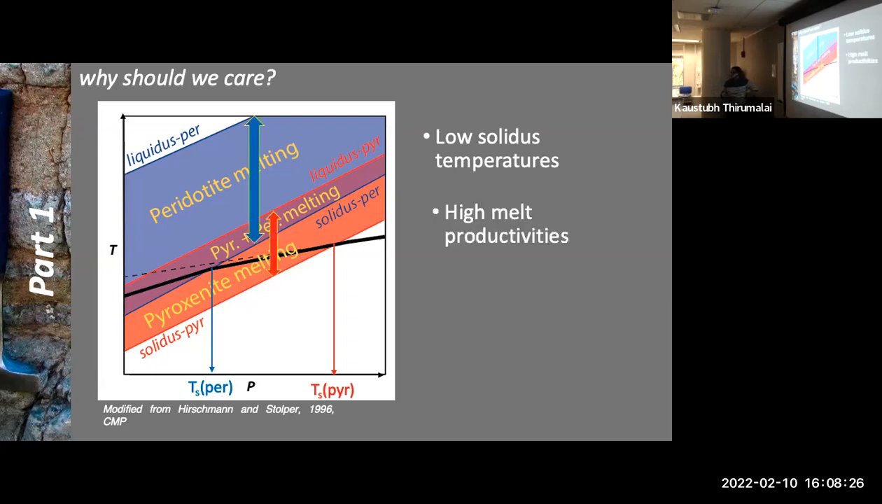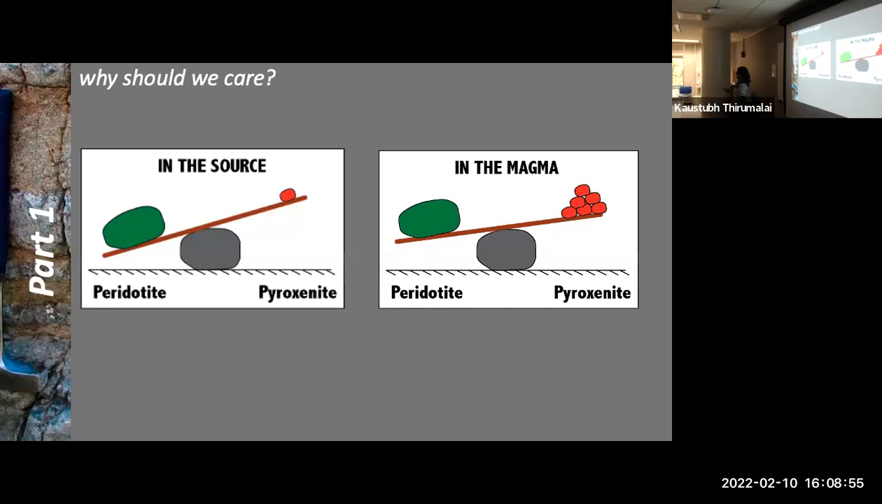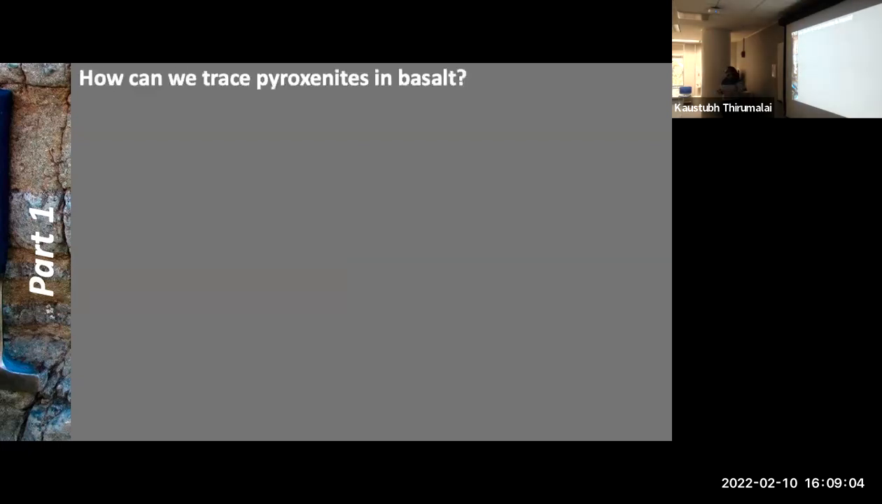But more importantly, and often less considered, the melting interval of most pyroxenite is much shorter than the melting interval of a peridotite. And the result of that is the magma productivity of pyroxenite is much higher. So even if you have a small proportion of pyroxenite in your mantle, that could actually contribute a lot to the magma you are going to generate at the surface. Okay, so basically a small proportion in the source can become a large proportion in the magma.